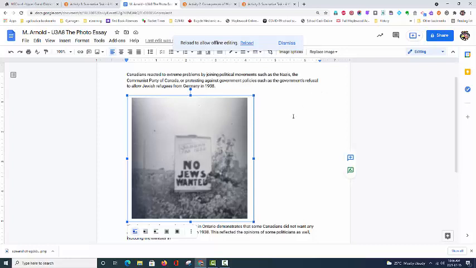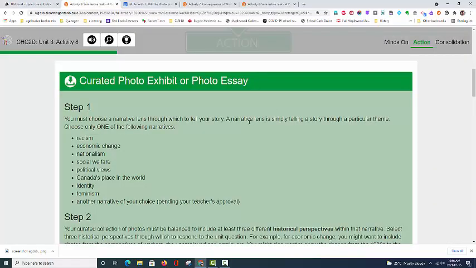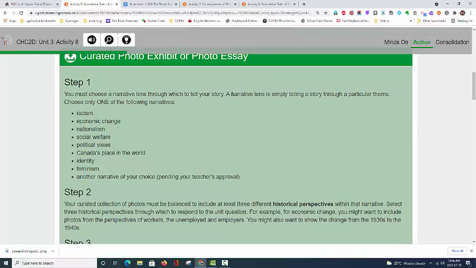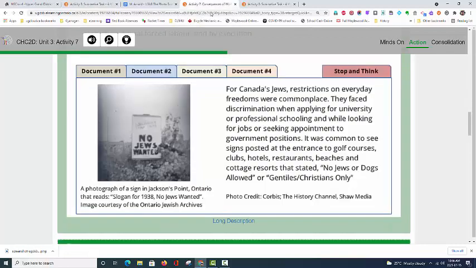Excellent. So I have picked a certain theme or narrative lens for this, and that narrative lens that I am looking through are the political views of some Canadians. Therefore, I have to use resources from within the interactive of Unit 3, Activity 7, to find information that is going to support my thesis statement.